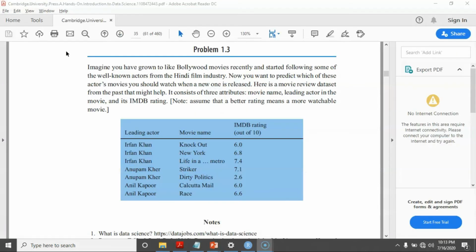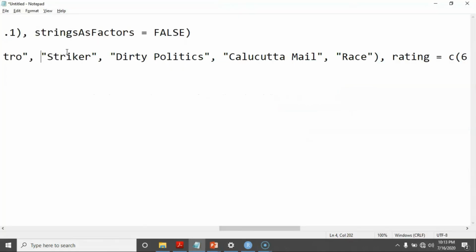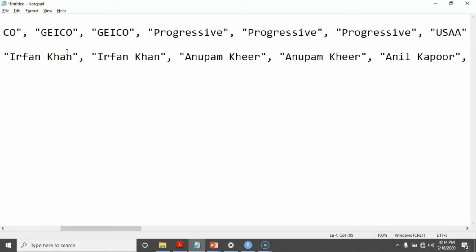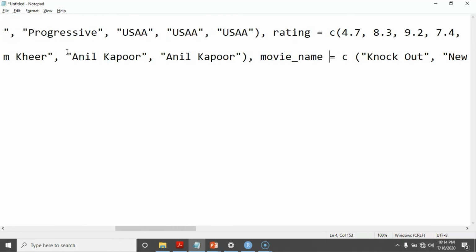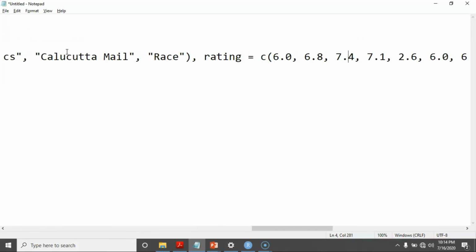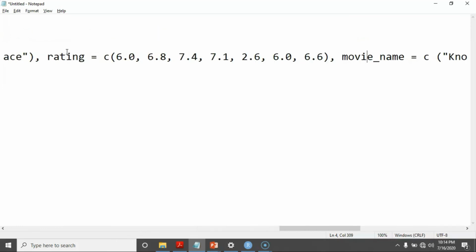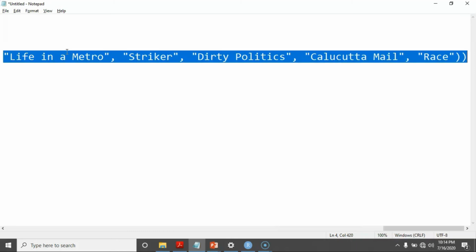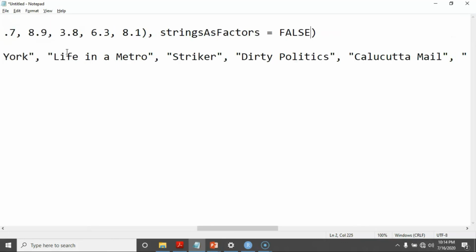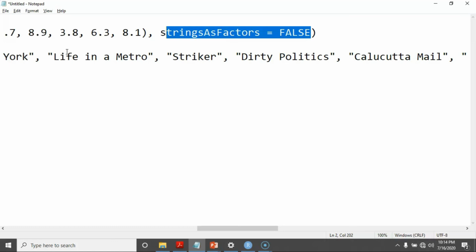Let me check leading actor. So the first attribute becomes leading actor, followed by movie name, and then rating. Fine, this is our data set. And then I don't want to consider strings as factors.